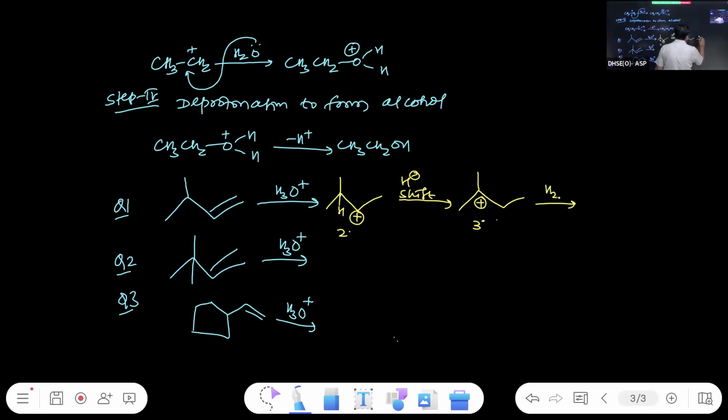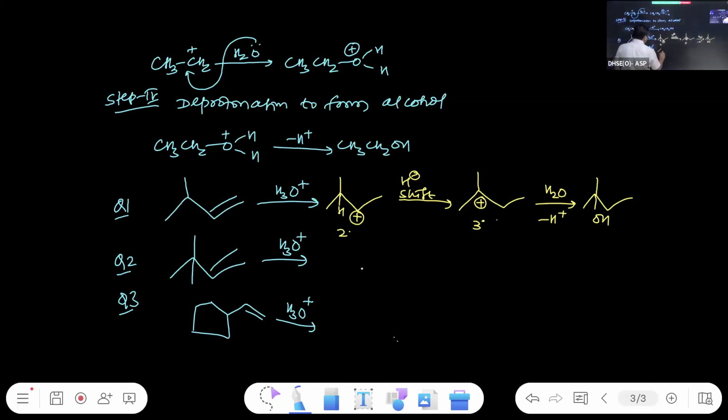Then in the presence of water and minus H plus, this is the tertiary alcohol. Without rearrangement, the secondary alcohol would be formed. Okay, so we have to think that in the case of a carbocation intermediate, whichever carbocation intermediate is formed, it will undergo rearrangement to form a more stable carbocation.